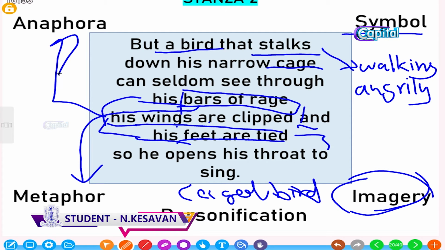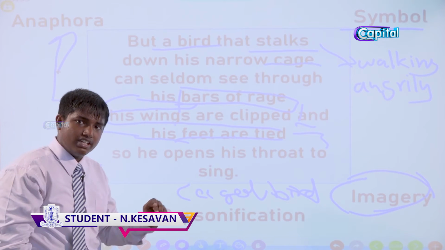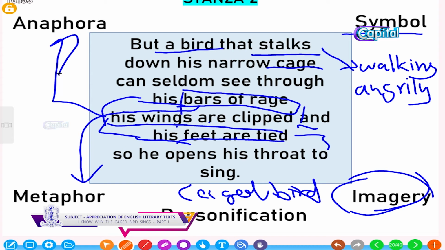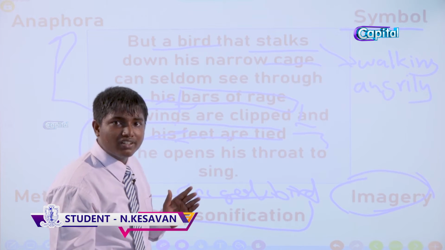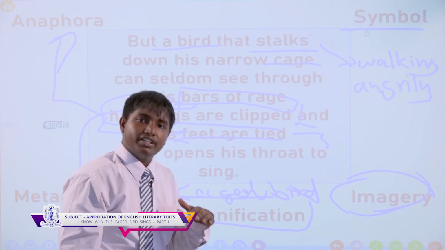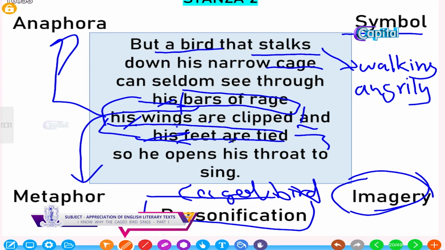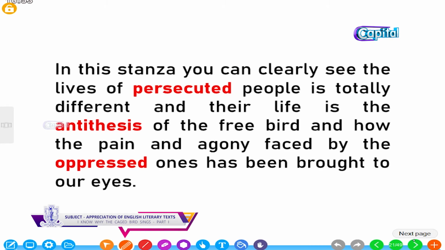If a poem's lines start with the same word continuously, then we consider it as an anaphora. So the personification is already given, his. And also we can see the repetition, only the word his. So we cannot consider it as a main poetic technique that has a meaning in this stanza. In this stanza, you can clearly see the lives of the persecuted people is totally different, and their life is the antithesis of the free bird, and how the pain and agony faced by the oppressed ones has been brought to our eyes.